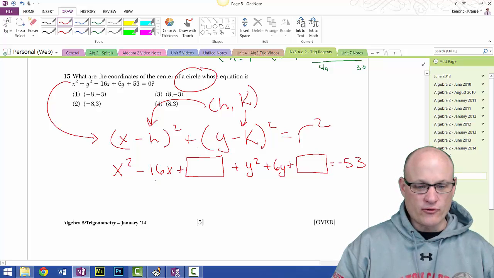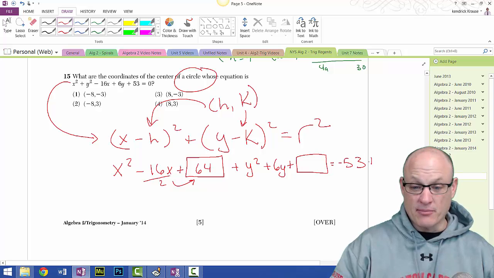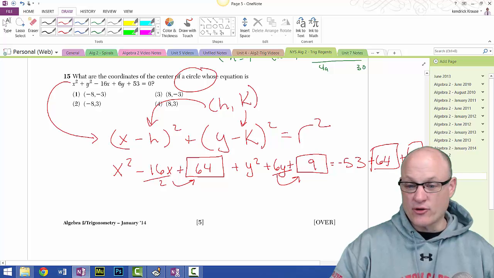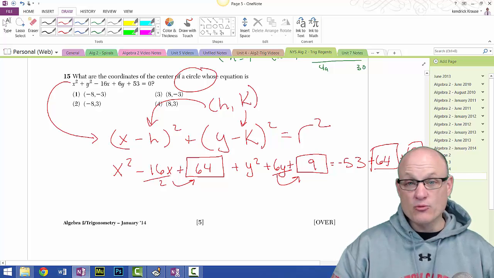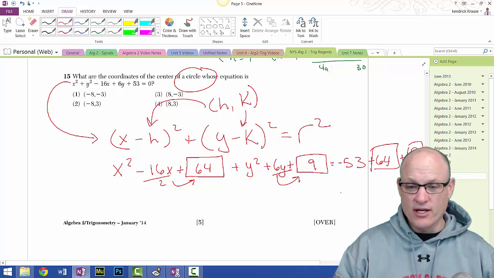Now, if you remember the rules for completing the square, it's half of this term squared that goes here. Half of 16 is 8, and 8 squared is 64. So if I was actually doing this problem, I'd have to add 64 over here in another box. Half of this squared goes in the other box, which would be 9, so I'd also add 9 here. Don't really care if I do that or not, because it's not asking about the radius. If it was asking about the radius, I'd have to add all that up.